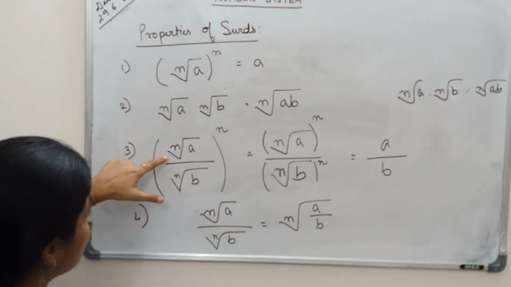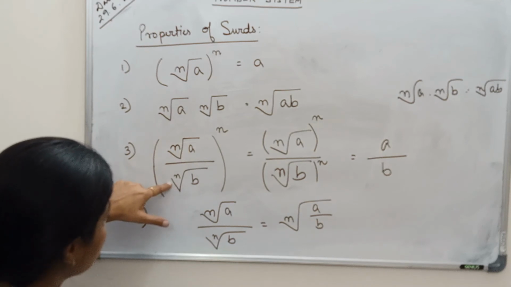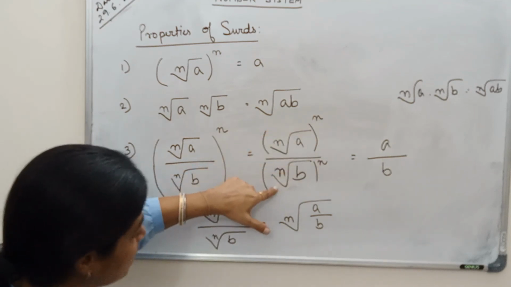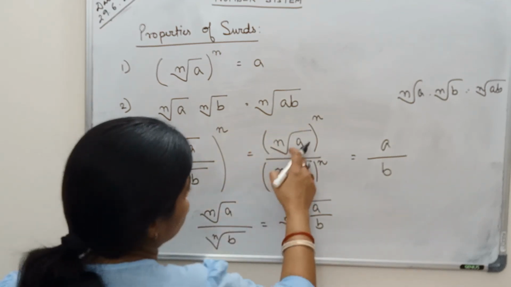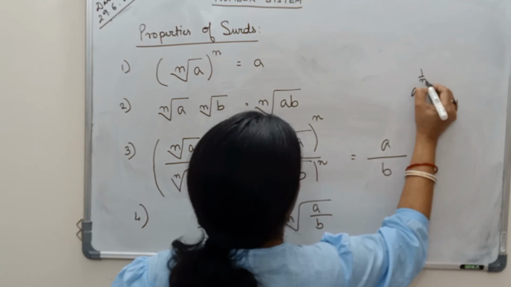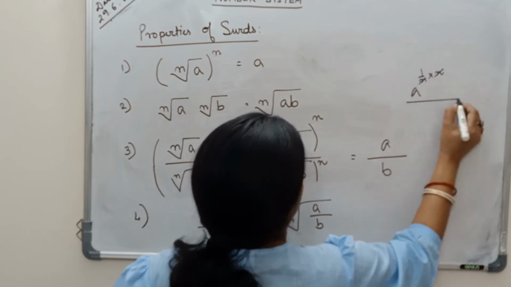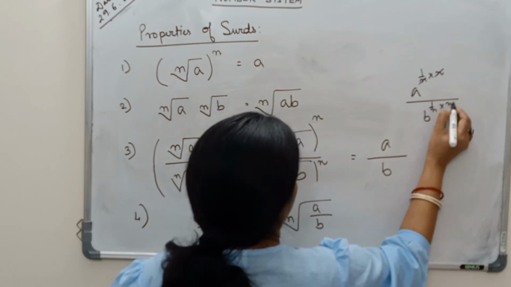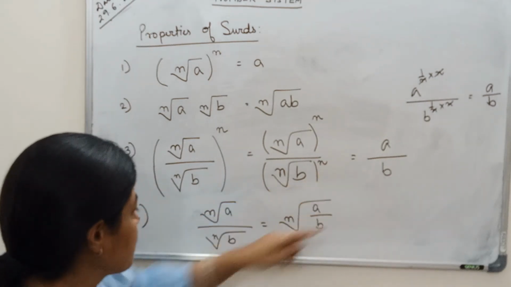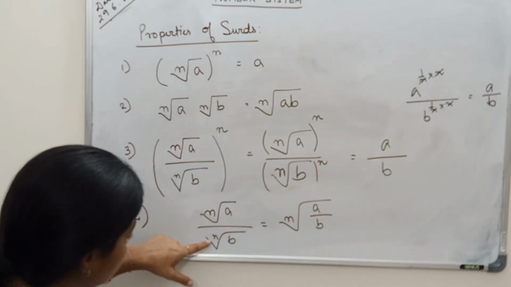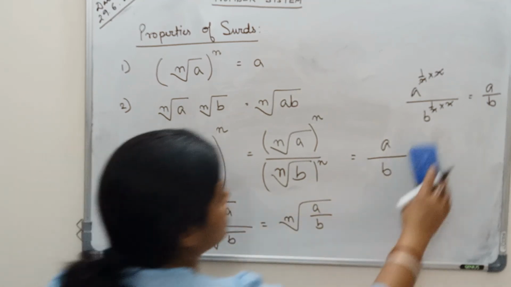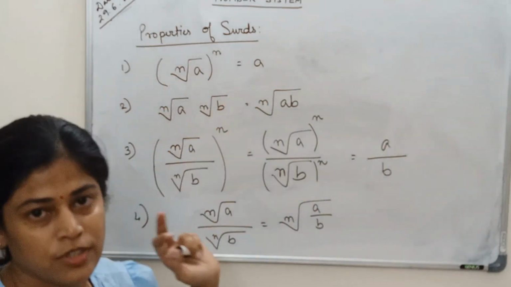Similarly, nth root of a divided by nth root of b, to the power n, we can write as nth root of a to the power n over nth root of b to the power n. So what happens? A to the power 1 by n into n, so n cancels out, divided by b to the power 1 by n into n, n cancels out, so a by b. Similarly, nth root of a divided by nth root of b is equal to nth root of a by b. These are the properties of surds.